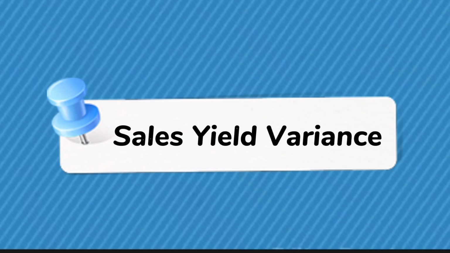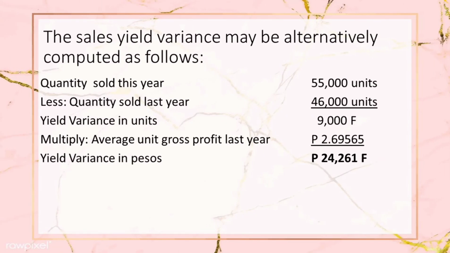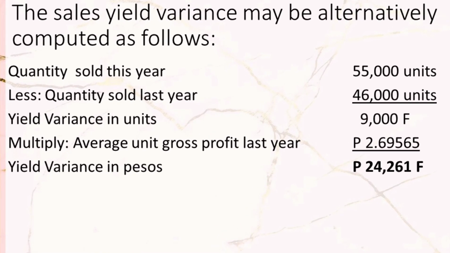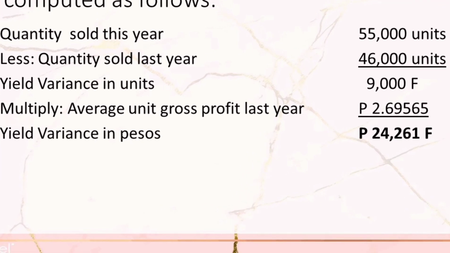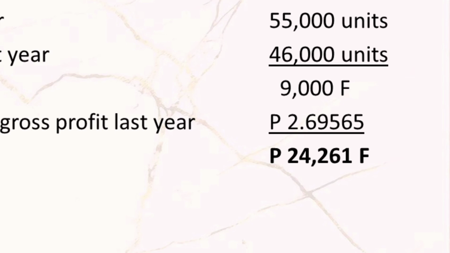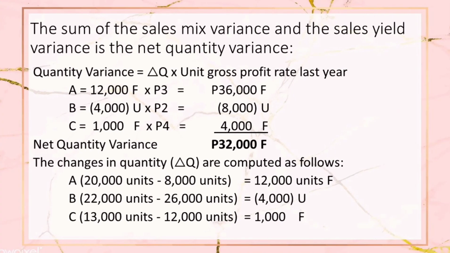Next, we go to the sales yield variance. Now, the sales yield variance may be alternatively computed as follows. The quantity sold this year, which is 55,000 units, minus the quantity sold last year, which is 46,000 units. So the yield variance in units equals 9,000, which is favorable, because the quantity sold this year is greater than the quantity sold last year. So the yield variance in units, 9,000, multiplied by the average unit gross profit last year of 2.69565, gives the yield variance in pesos of 24,261 favorable.